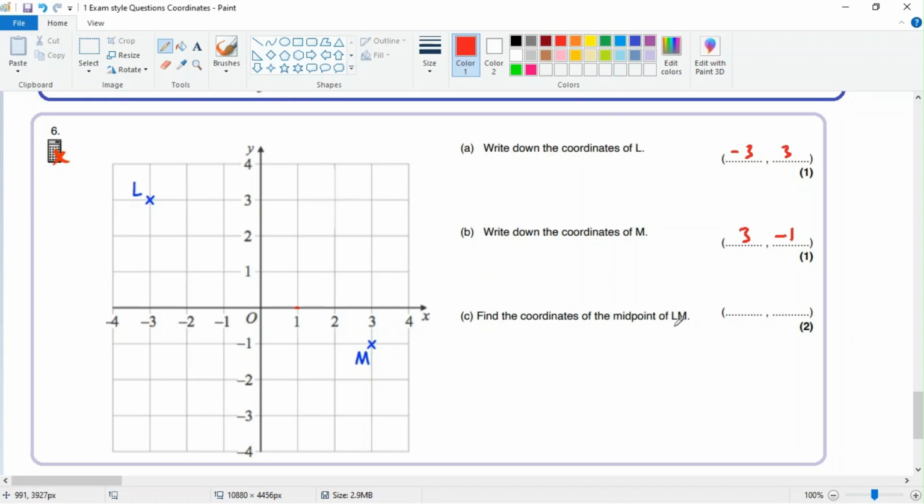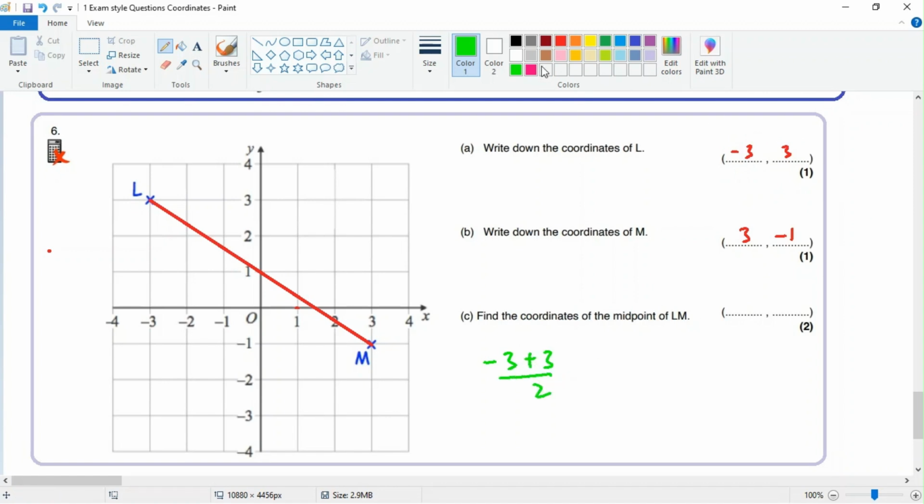Find the coordinates of the midpoint of LM. That means once these two lines are joined together, something like this. Now we need to know the midpoint of this. So always remember, I always tell my students to look at the x values. X values are these ones. You add them together. That means minus 3 and plus 3 over 2.